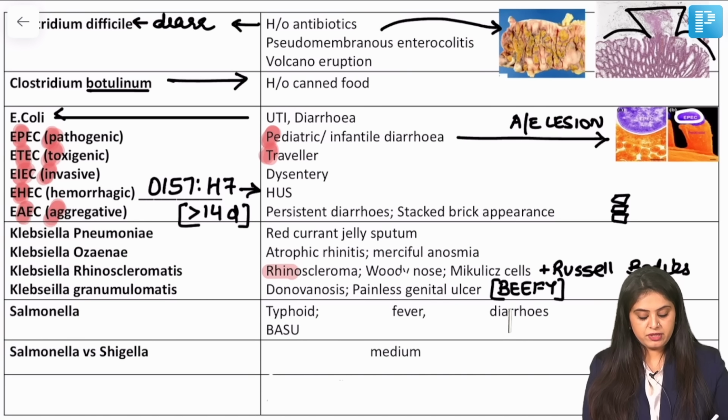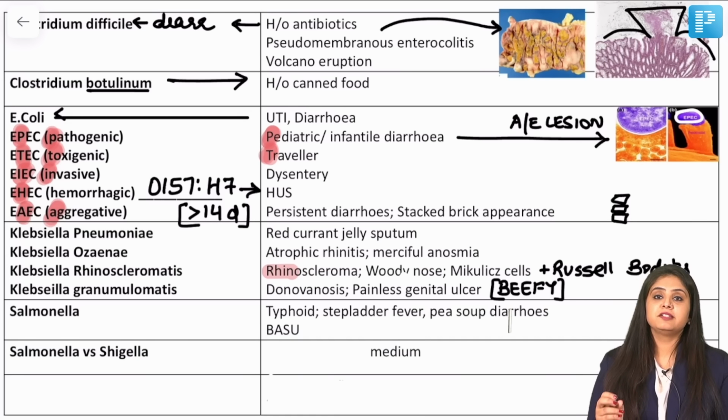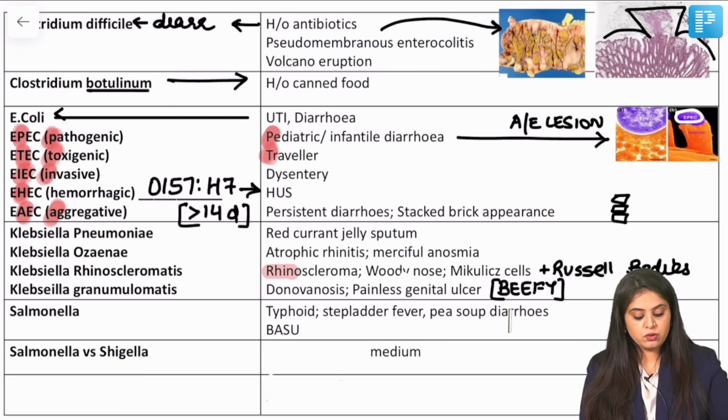Now coming to Salmonella, no doubts that it causes typhoid. Typhoid has a classical fever called stepladder fever, and typhoid is also going to have a classical pea soup diarrhea. But the question that always comes is, how do you do the diagnosis? So that is based on the week in which the patient comes.